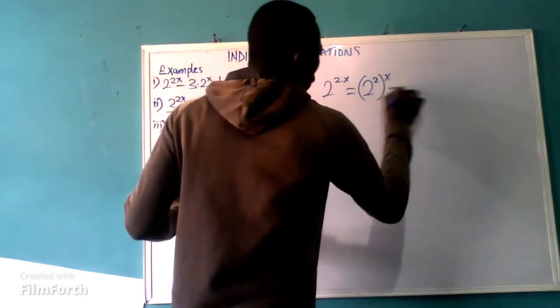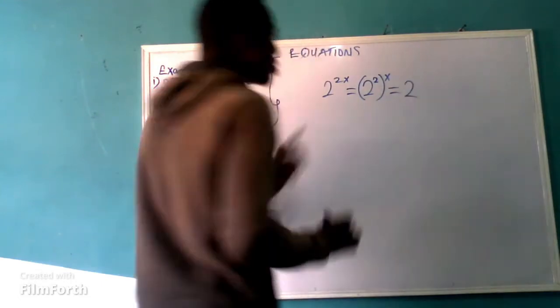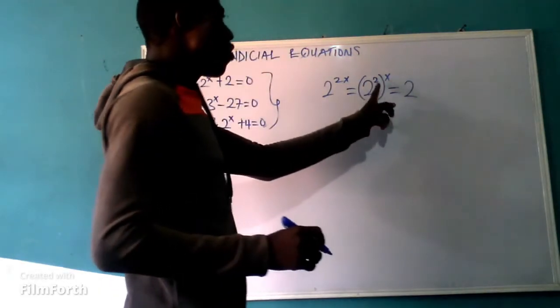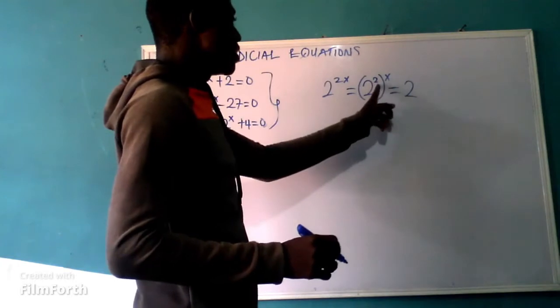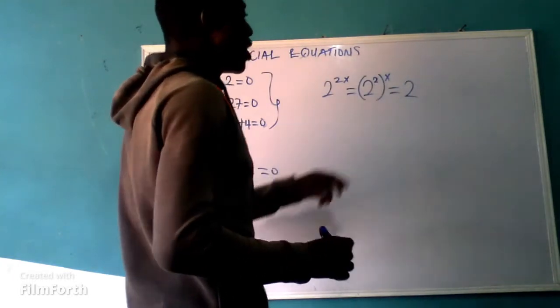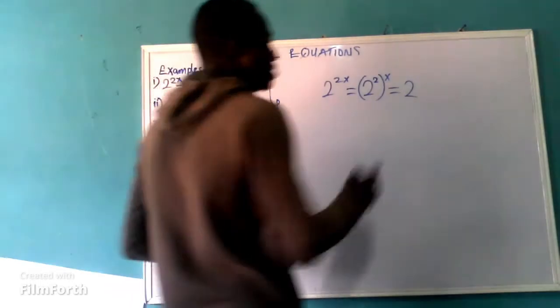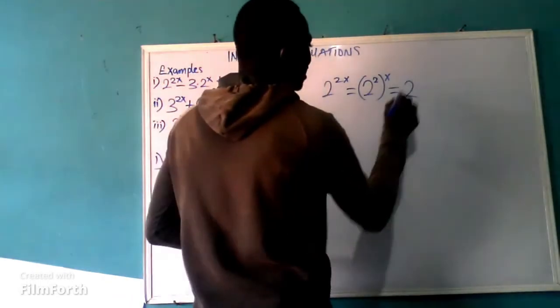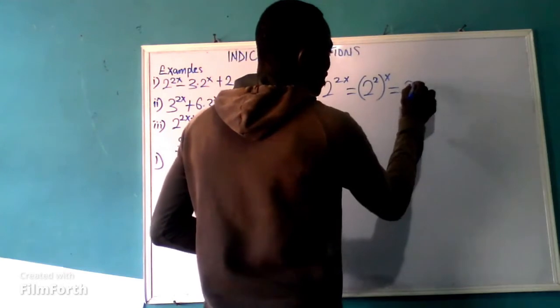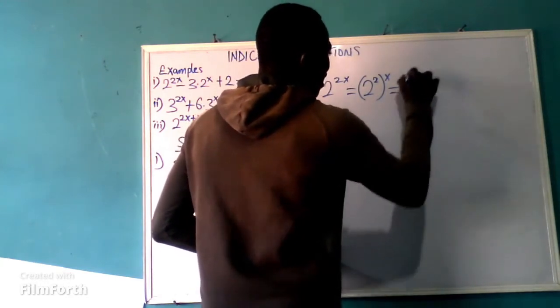Which can still be rewritten, because you know that it doesn't matter the order of arrangement when you are taking the product of two entities. You still get the same thing. So it simply means that this can be rewritten as 2 raised to power x, everything raised to power 2.